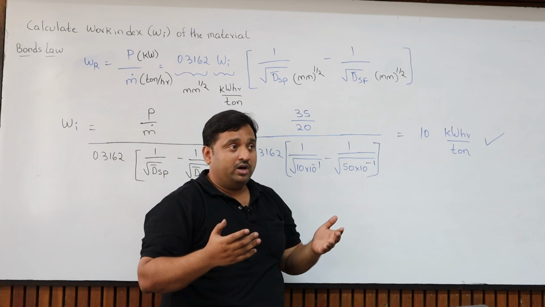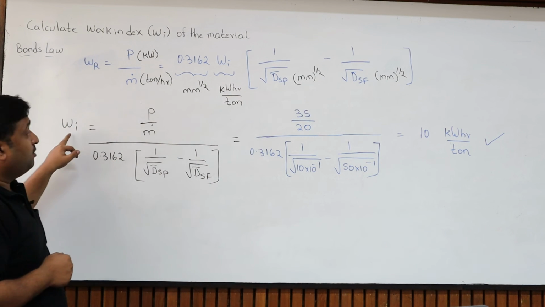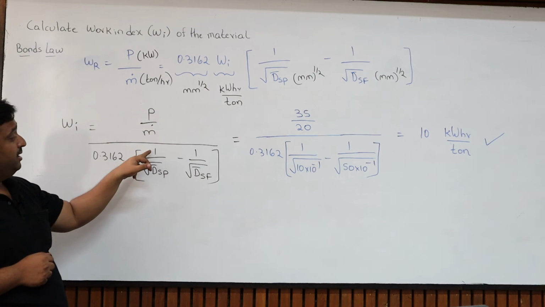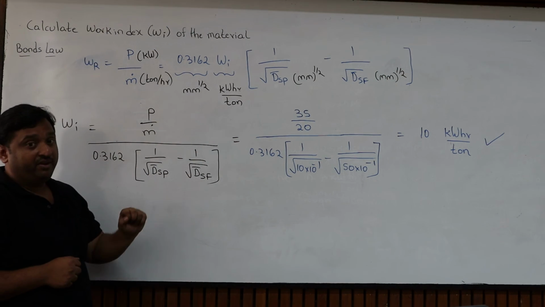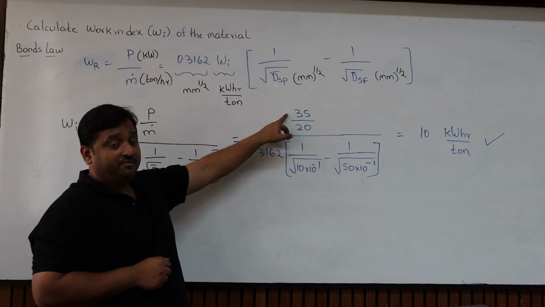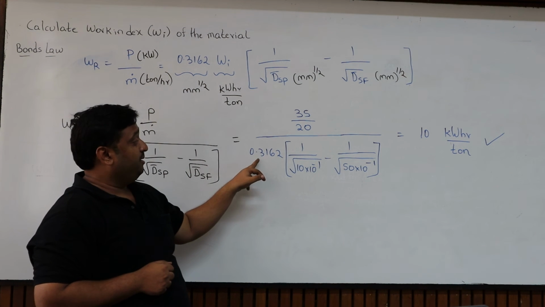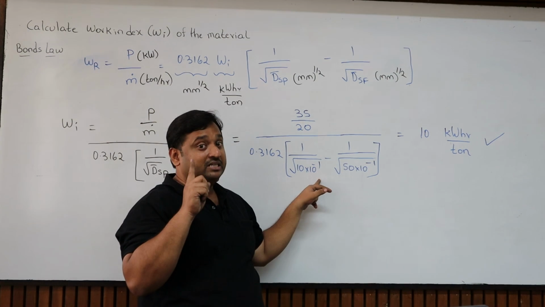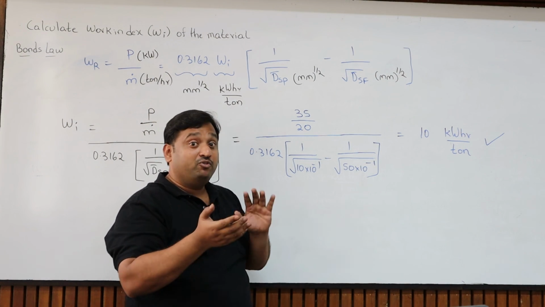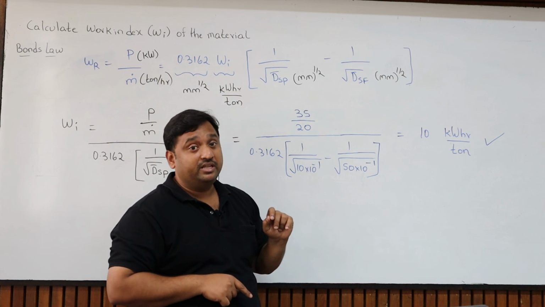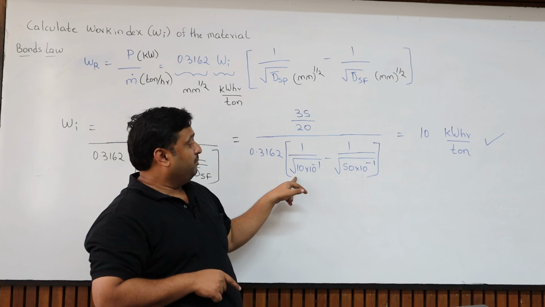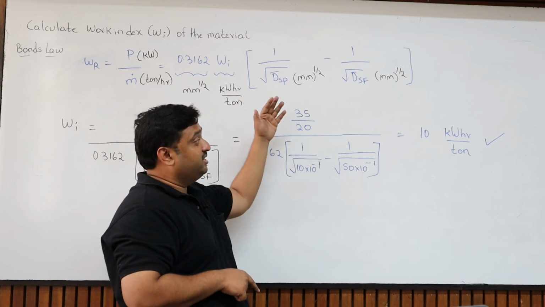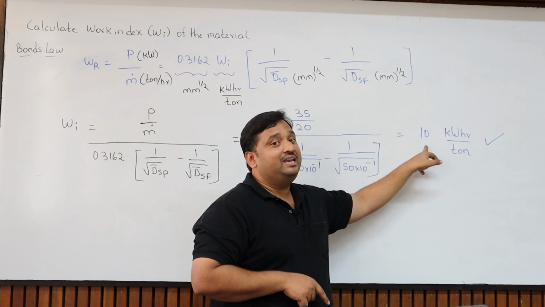The given numbers, the same problem we are continuing. Therefore the work index is nothing but P by m dot divided by 0.3162 times 1 by square root of the product minus 1 by square root of the feed diameter. P is 35 divided by 20. What is the work index? 0.3162 into 1 by square root of 10 into 10 power minus 1. Earlier it was in meters, 10 into 10 power minus 4. We have to convert to mm to find this work index. So 1 by square root of 10 into 10 power minus 1 minus 1 by square root of 50 into 10 power minus 1. If you apply this formula, you get the work index of the material is 10 kilowatt hour per ton.